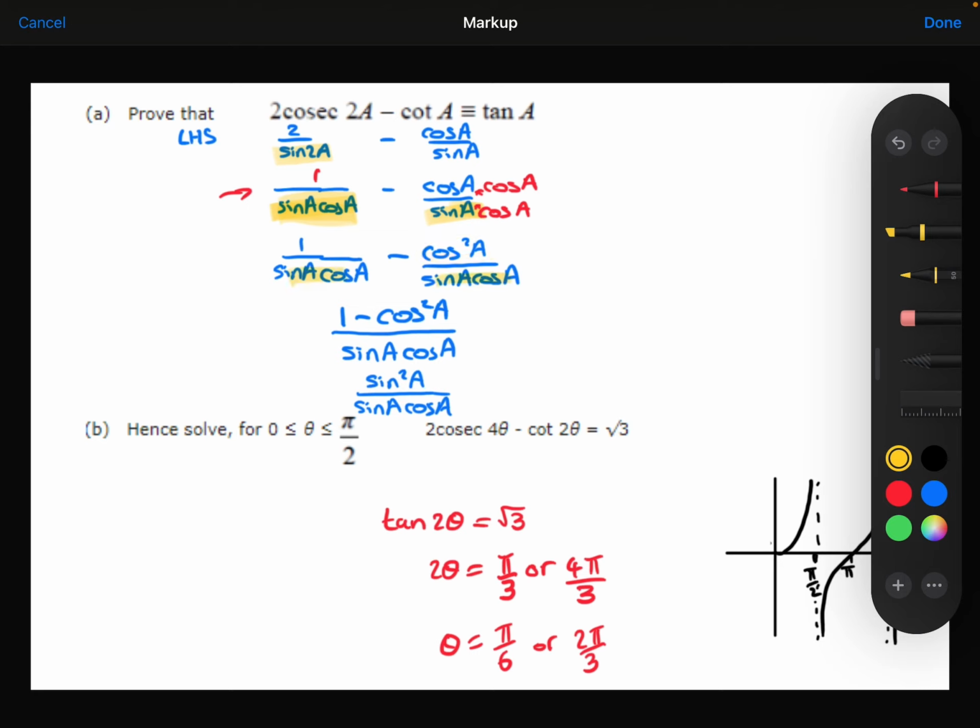We've now got a common denominator, so I can now bring these two fractions together as a single fraction, with the 1 minus cos squared A on the numerator. I know 1 minus cos squared is sine squared. And then I notice that the sine on the bottom will cancel one of those sines on the top. So I get left with sine A over cos A, which I know is tan A, which is the right-hand side. So we're done.